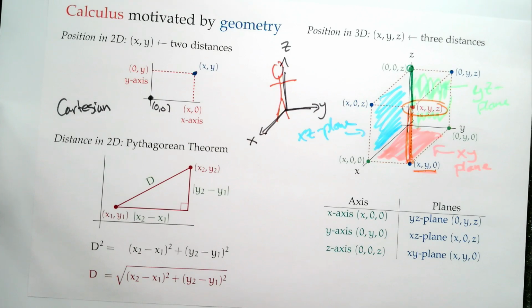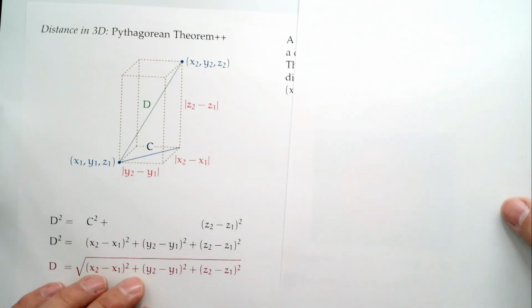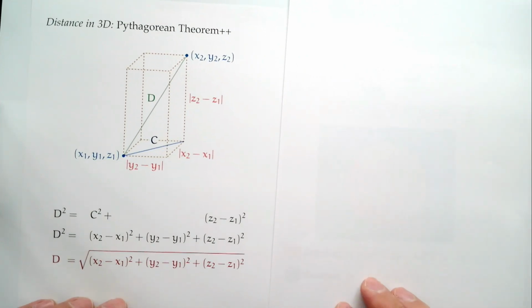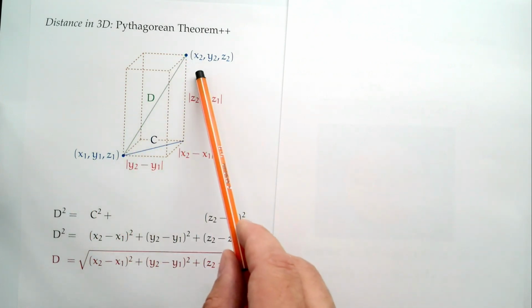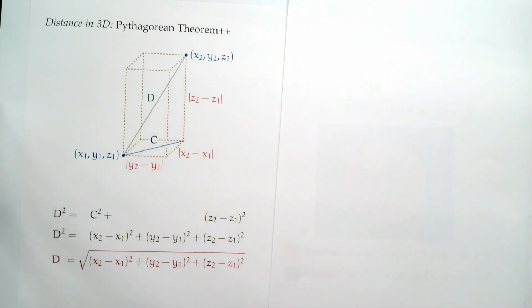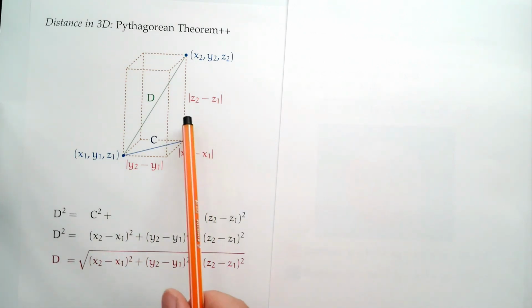Well, let's just do distance very quickly. So how do you do distance in 3D? The answer is, it's the Pythagorean theorem again. But the Pythagorean theorem plus plus, because you get to use it more than once. So if I'm thinking about the distance, I can think about it as going from the corners of a box. So I have a point x1, y1, z1. I want to get to x2, y2, z2. They're opposite corners in the box. And the length of the sides of the box are the difference in the coordinates. So there's a difference in the y's, there's a difference in the x's, and there's a difference in the z's.